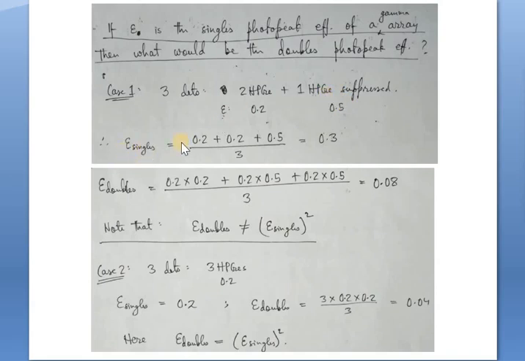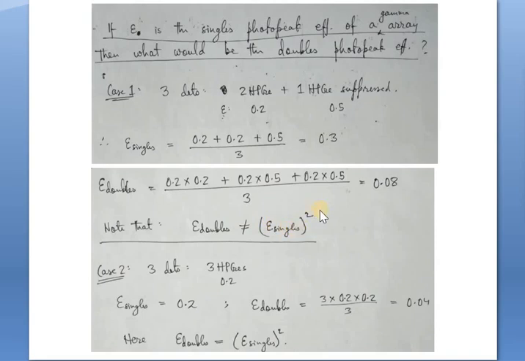Then the singles efficiency in this case will be, if you do the overall, how much does it come out to? It comes out to be 0.3. Next, what about the doubles efficiency? This number comes out to be 0.08. Now do note that doubles is not equal to the singles squared.